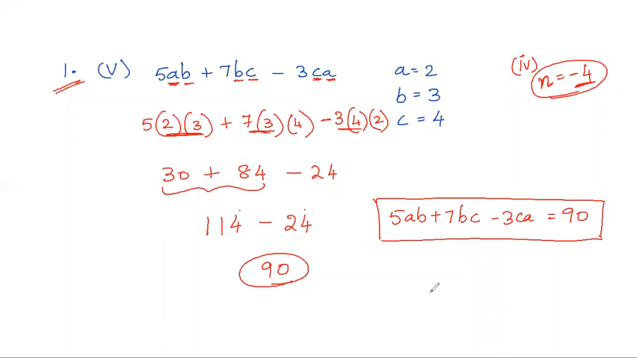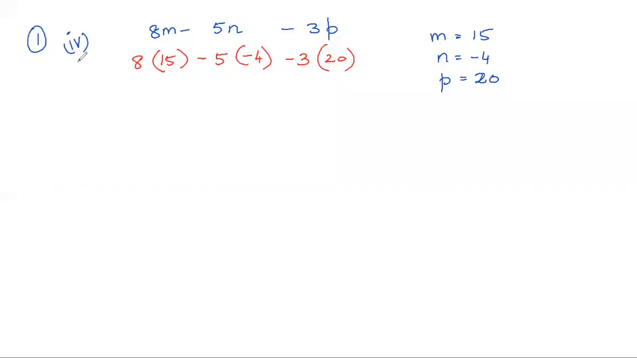Fine. See, in question number 4 subdivision, what is it that we have? 8m minus 5n minus 3p. So I'm substituting instead of m 15, instead of n minus 4, and instead of p 20 over here. So solving this algebraic part, how can we do it? 8 into 15. What is it? 8 fives are 40, 8 ones are 8. So it will be 120.